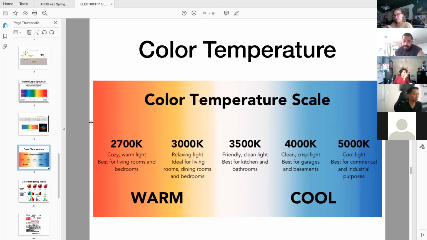2,500 is a very warm, incandescent bulb temperature, kind of like a fireplace glow. Gives a very yellow light. And 5,000 Kelvin temperature color is a very stark blue white that's kind of like a hospital, very clean, but not as comforting.